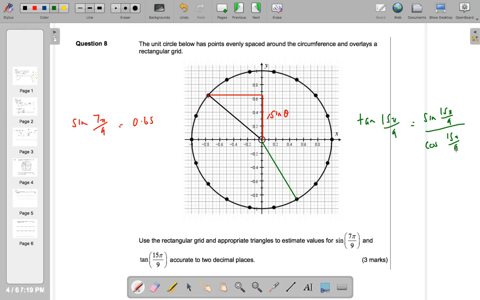So sine 15 pi on 9, once again, is this vertical component. So it's going to go down to about there. Might just use a straight line for that. Here we go.